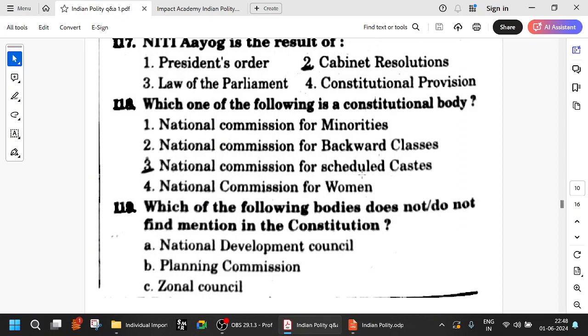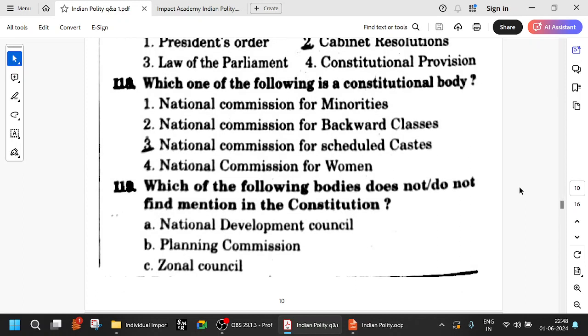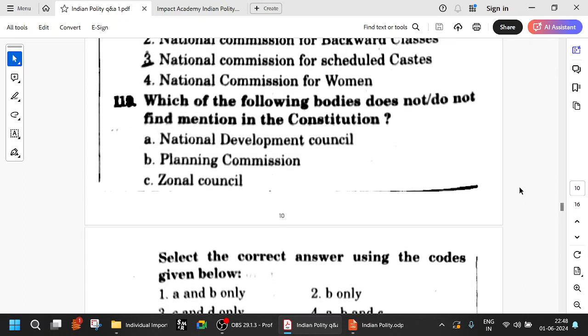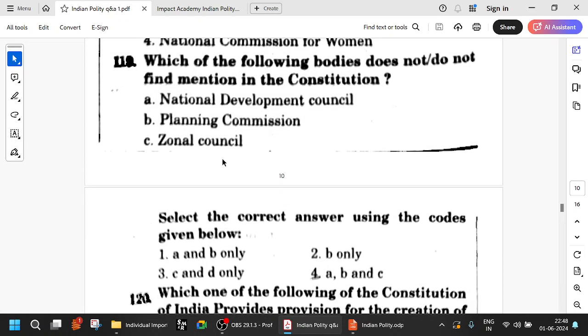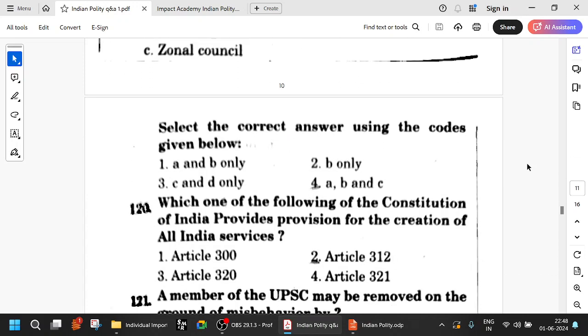Fine. So by the time this question was asked, backward classes was not there, but later it was added by the 102nd Amendment Act. Scheduled Caste is Article 338. Scheduled Tribes is 338A. Backward Classes is 338B. So which of the following bodies does not or do not find mention in the Constitution? So all these, Planning Commission. The Planning Commission has been removed completely.